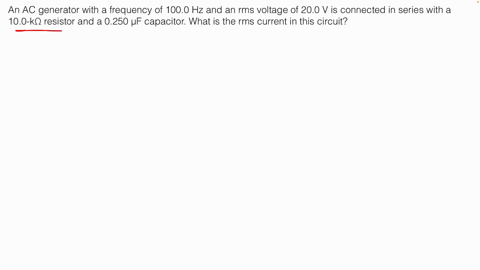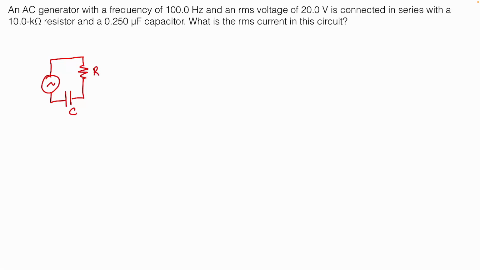It says we have a resistor and a capacitor, right? So what I like to do is draw a picture. I start with the power supply, and then it tells me I've got a resistor and a capacitor. It doesn't matter where I put those in the circuit because it's series. So I've got my resistor, I've got my capacitor.